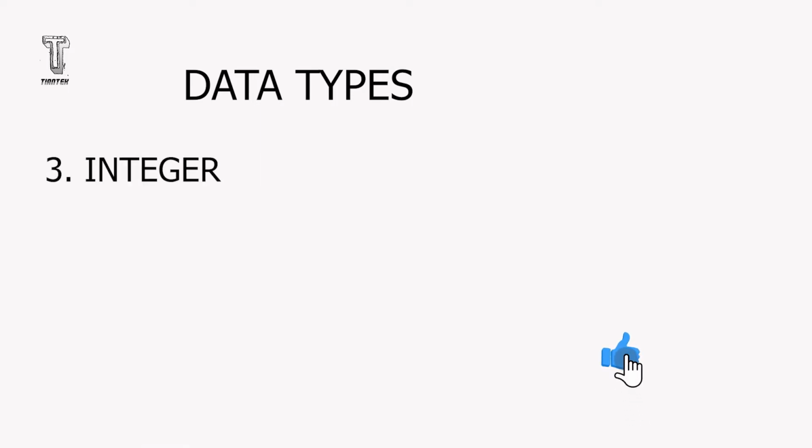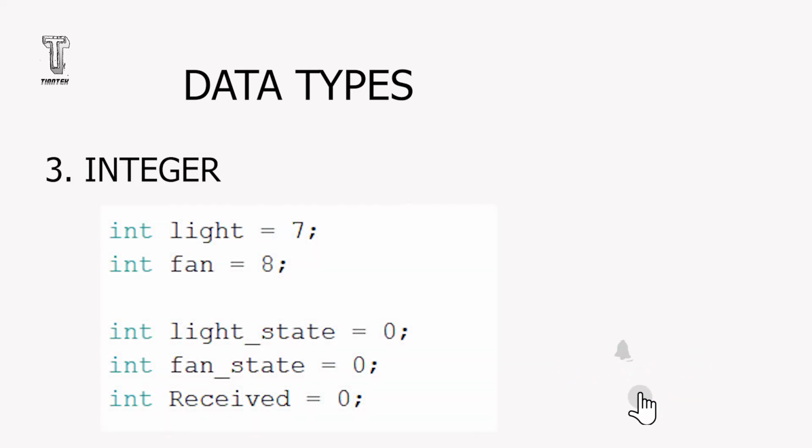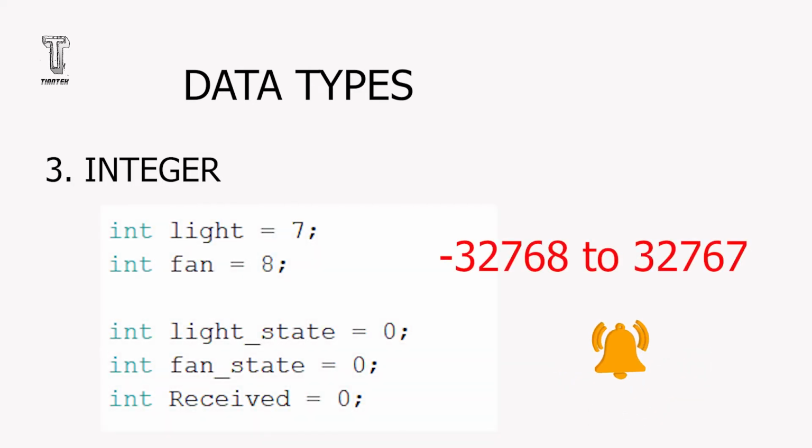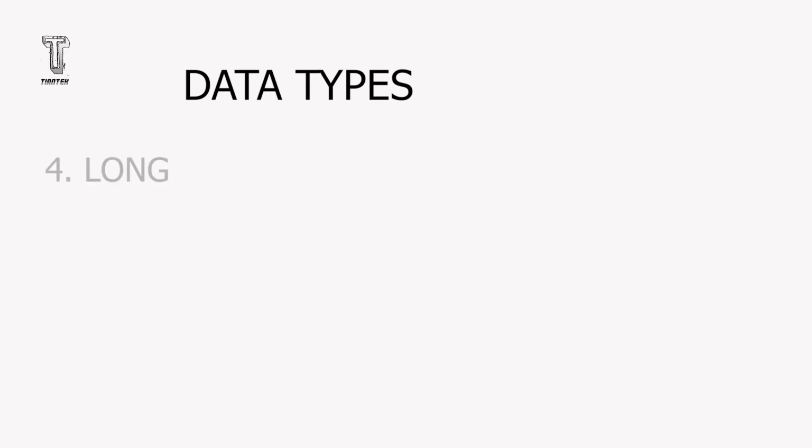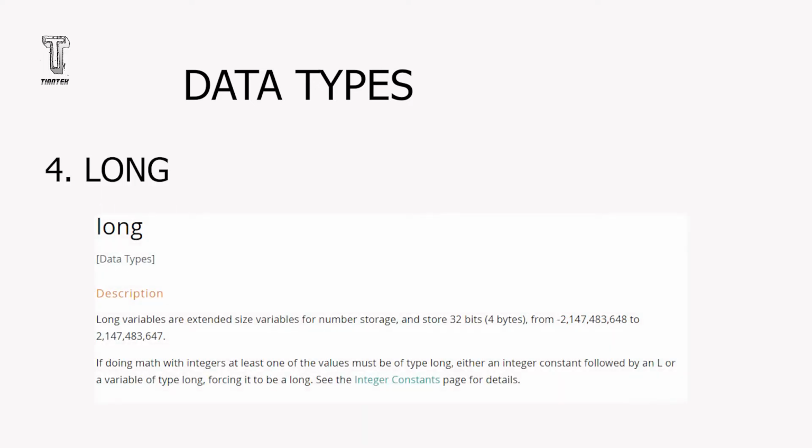Integer. The integer numbers are denoted by the symbol int. They can range from -32768 to 32767 in Arduino. Long. Long numbers are a different sort of integer number that can range from 2157483648 to 21543647. Declaring these variables in Arduino is relatively simple.